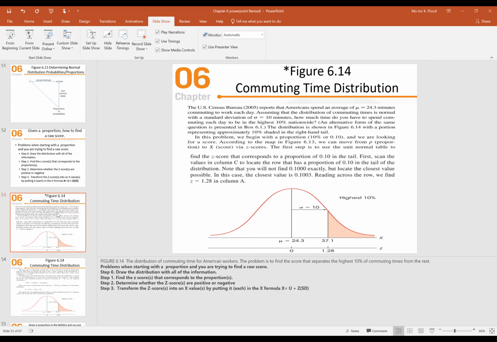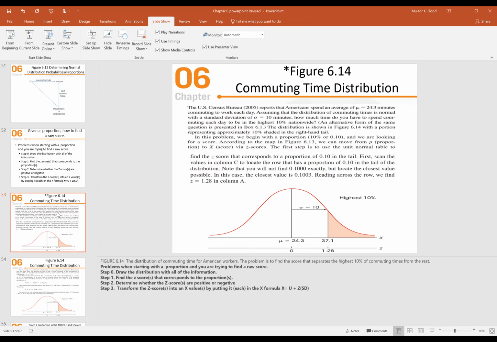All right, so the first step is to use the unit normal table to find the Z-score that corresponds to a proportion of 10% or 0.10 in the tail. First, scan the values in column C to locate the row that has a proportion of 0.10 in the tail of the distribution. So again, you're not going to find exactly 0.1000, but the closest value to it is going to be 0.1003. And then you're going to read across to find what the Z-score is.